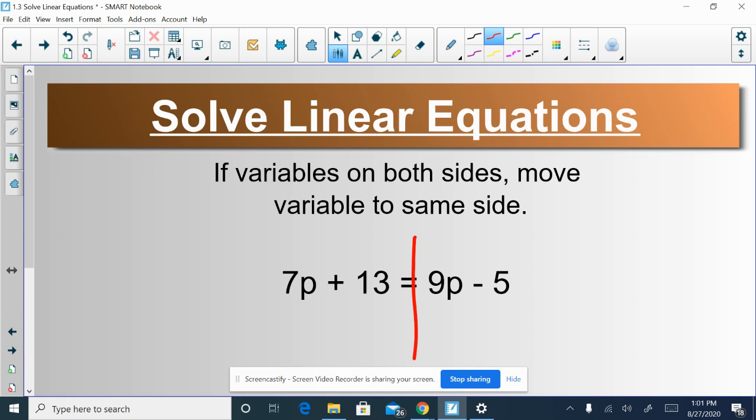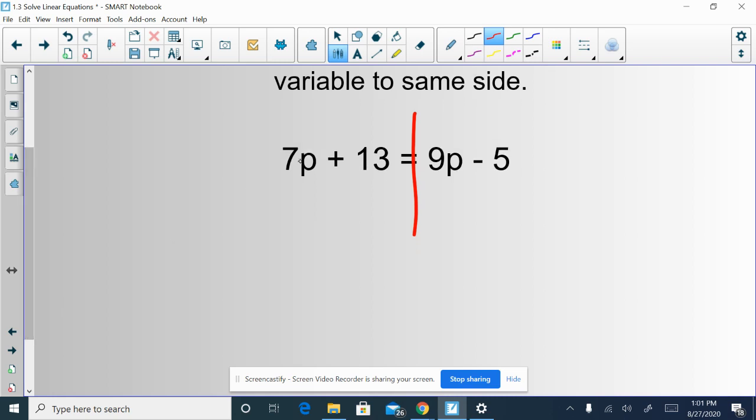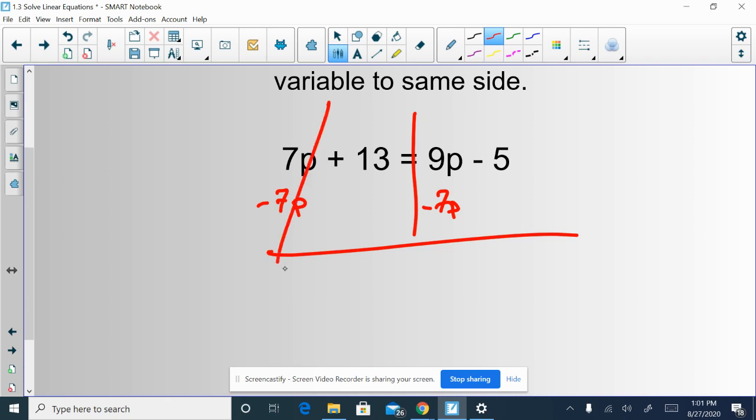So like I said, this is something you guys have seen before, so we should be able to do this, but just as a refresher, we want to bring the variables to the same side. If I have a 7p over here, I can undo 7p by subtracting 7p. 7p minus 7p is 0, right? You cancel each other out. If I do it on one side, I have to do it on the other side. Those cancel. We're going to get 13 is equal to 2p minus 5.